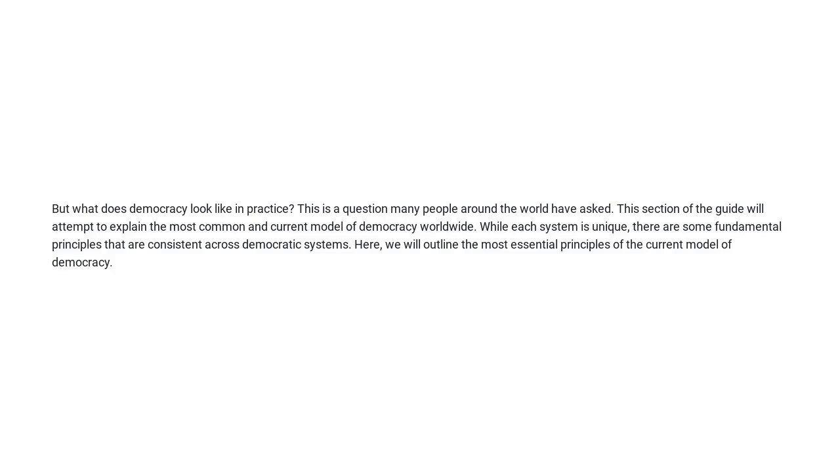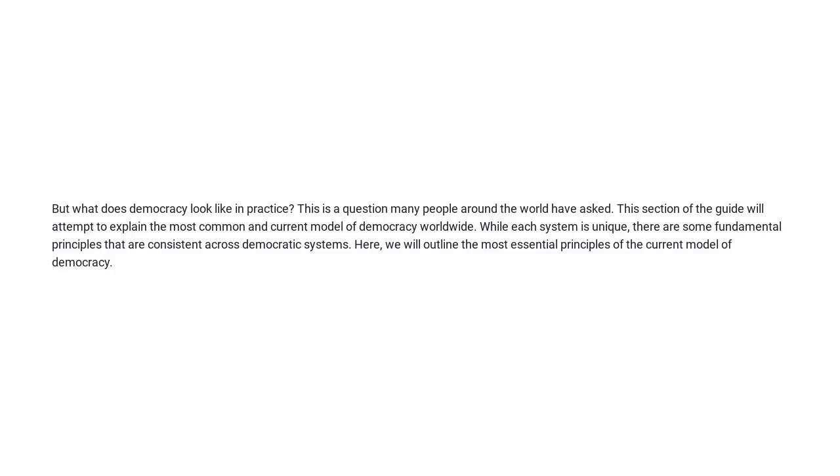The current state of democracy. Power to the people, right? Yes. Democracy from the Greek words demos, meaning people, and kratos, meaning power. But what does democracy look like in practice? This is a question many people around the world have asked. This section of the guide will attempt to explain the most common and current model of democracy worldwide.